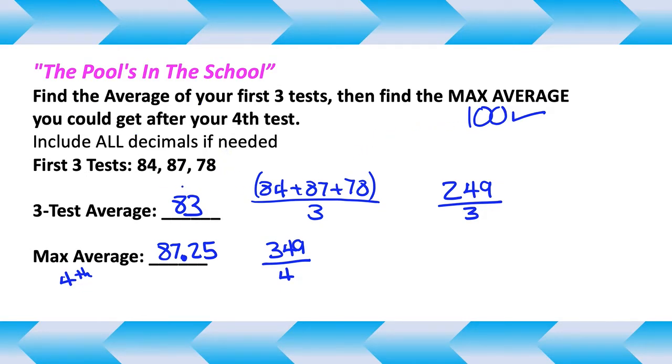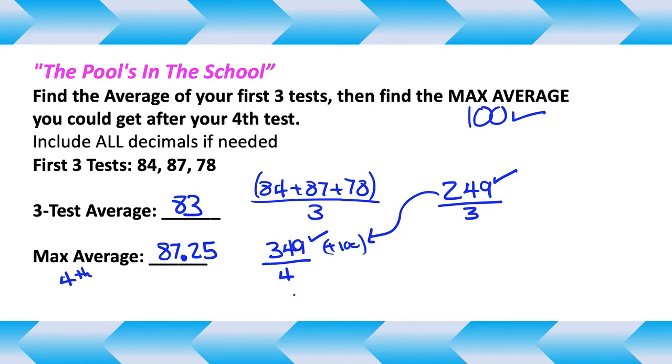I'm trying to think if there's anything else to talk about. Not really. Just make sure you find the average of your 3 tests. Save that number because this is the total points you've scored over 3 tests, and then that makes your 4 test points total pretty easy to find. You just add 100. So all we did is we added 100 from there. All right, and then we divided by 4 since we now took a fourth test.